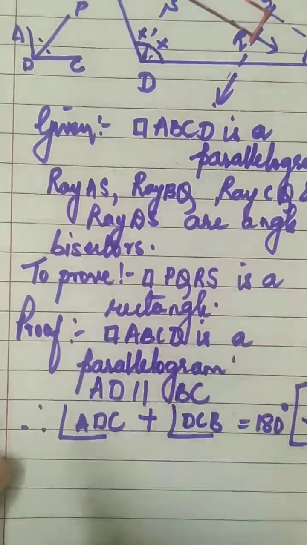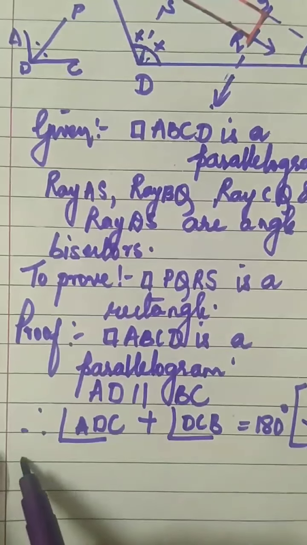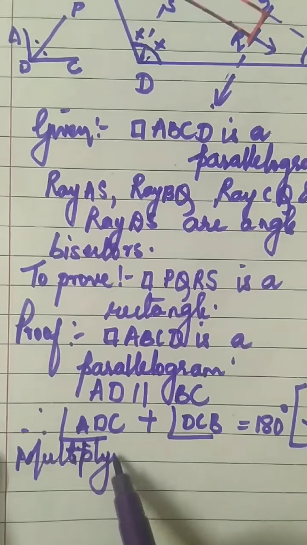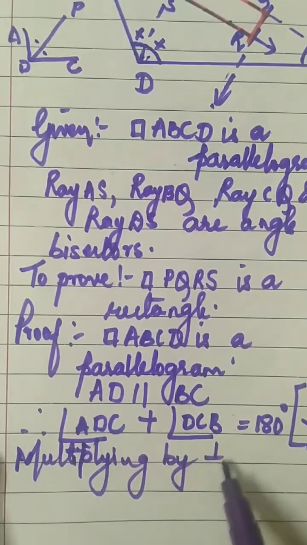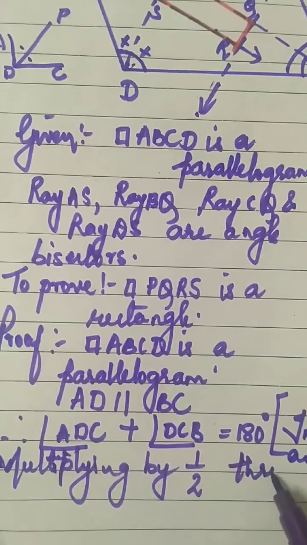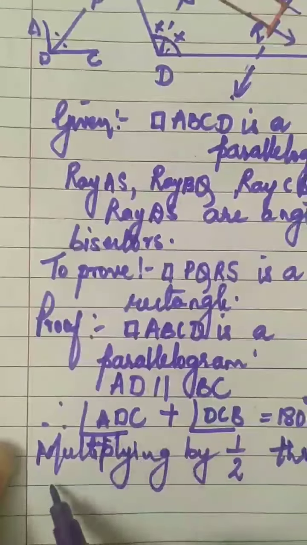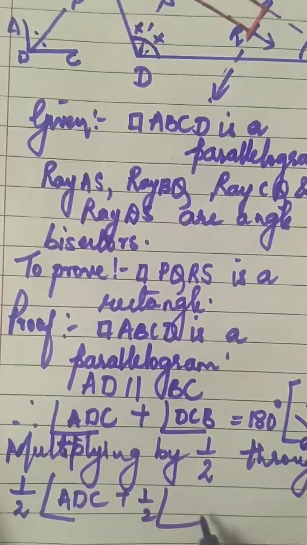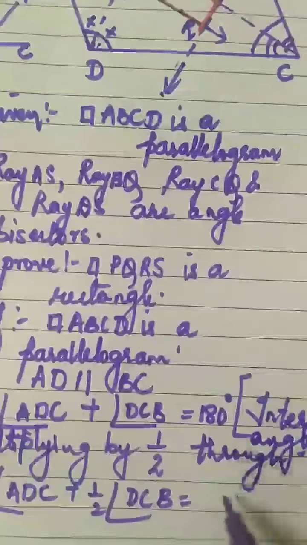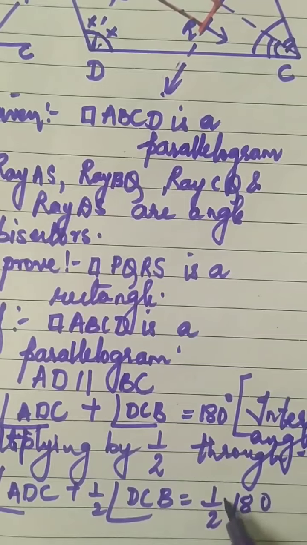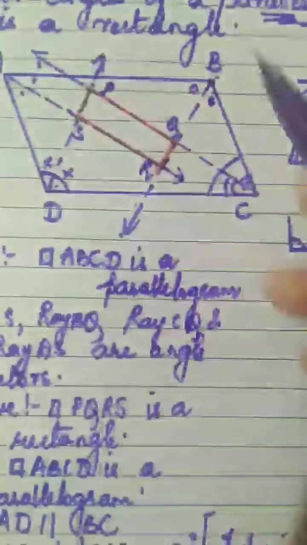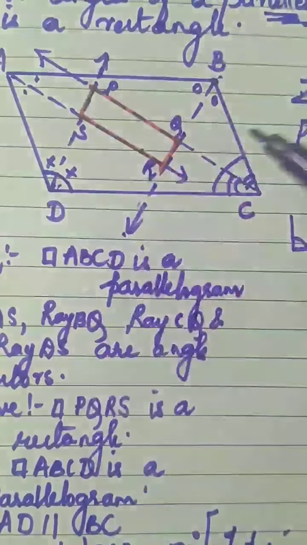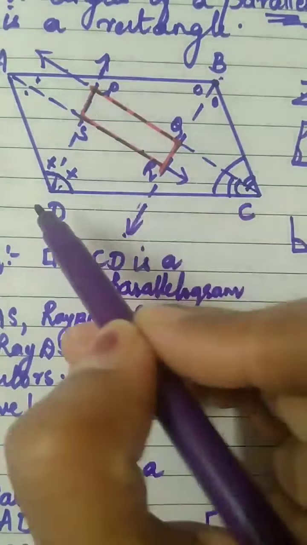So what will I do? Same as the previous sum, we had used this technique. Multiplying throughout by 1/2, both sides. So half of ADC plus half of DCB is equal to half of 180. Okay, half of ADC, what will we consider? PDC. Half of BCD, you will consider PCD.